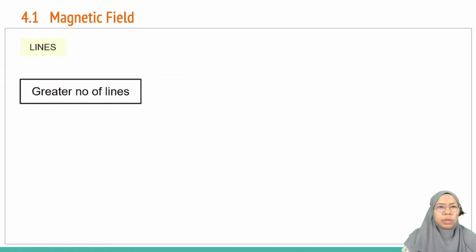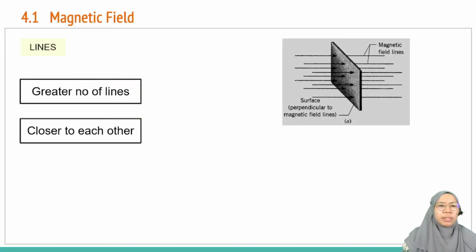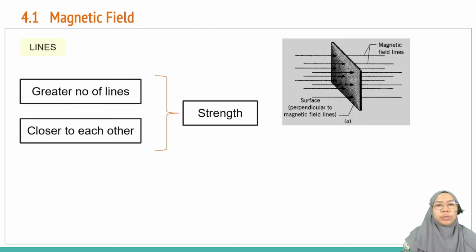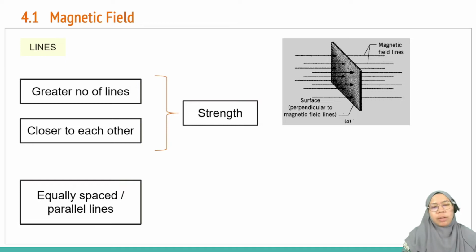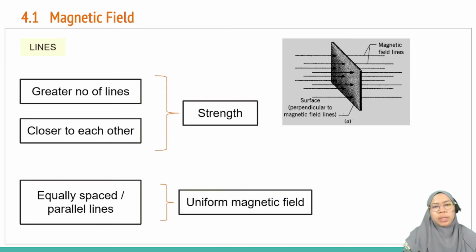More about lines. If you see in a diagram, there are a greater number of lines, and they are closer to each other, these two refer to the strength of the magnetic field. Greater number of lines and closer to each other means a stronger magnetic field. And if we have lines that are equally spaced and parallel to each other, this indicates a uniform magnetic field.